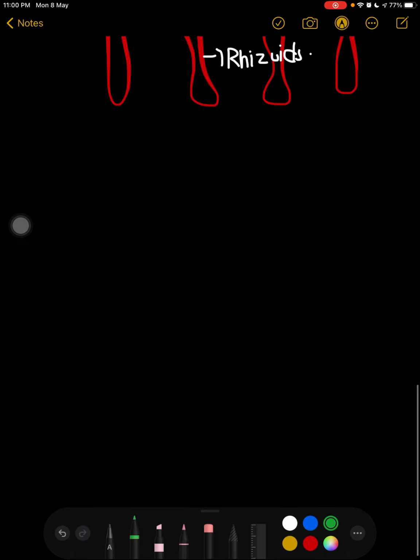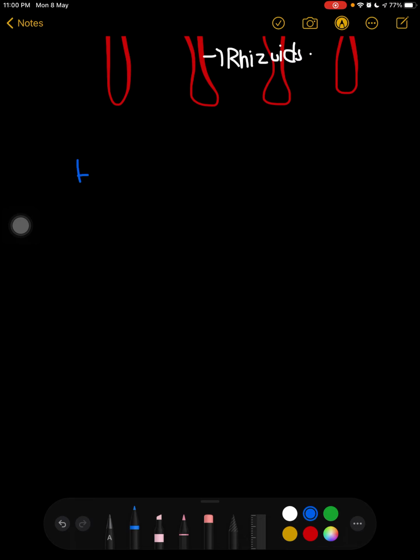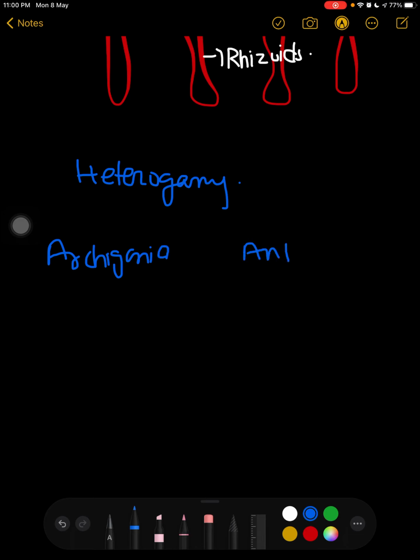Okay, the next adaptation is heterogamy. Basically, we know that two different gametes fuse together. We have the different gametes, which are archegonia, the female structure, and antheridia, the male structure, right? So both of these fuse together and form a zygote. So obviously it is the result of heterogamy.